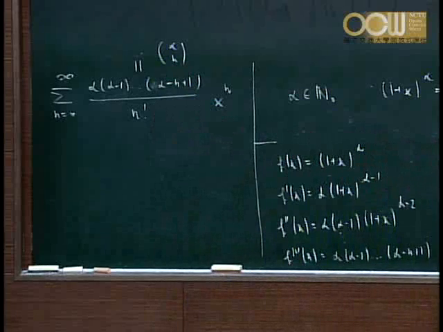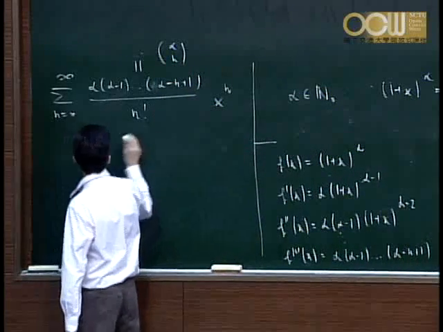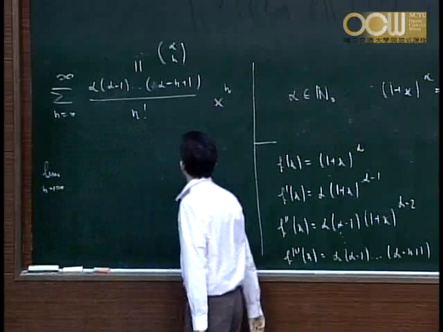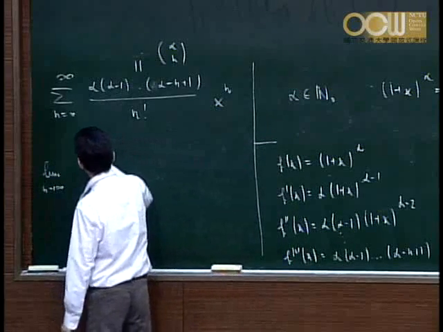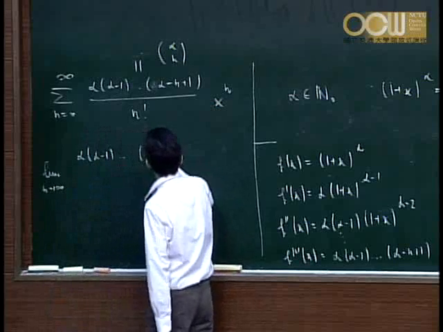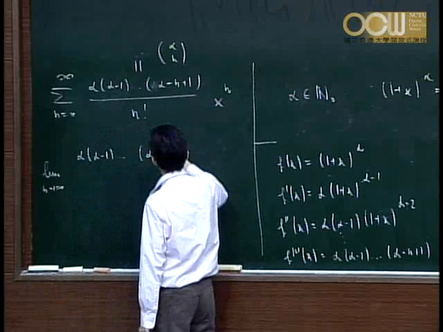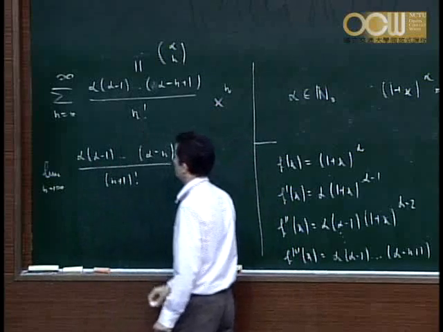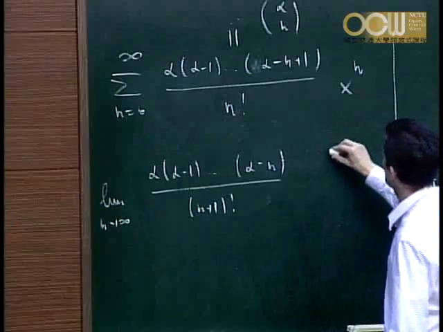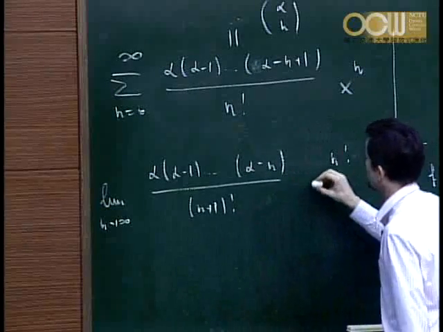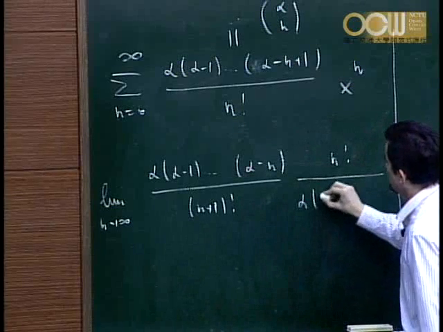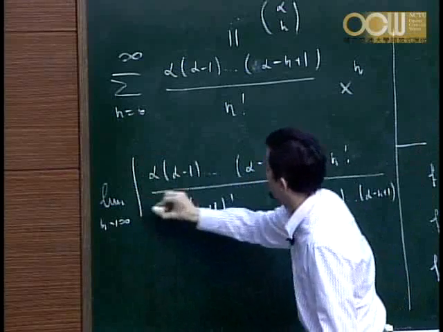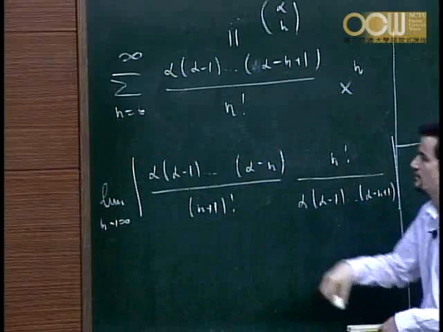Now, the next step is the radius of convergence of this series. So what we have to look at is the limit as n tends to infinity, with n replaced by n plus 1. So we have one term more, alpha minus n, and 1 over n plus 1 factorial, divided by this term, so we have n factorial times alpha times alpha minus 1, and so on, alpha minus n plus 1. We have the absolute value for everything. This is important here because alpha might be negative.